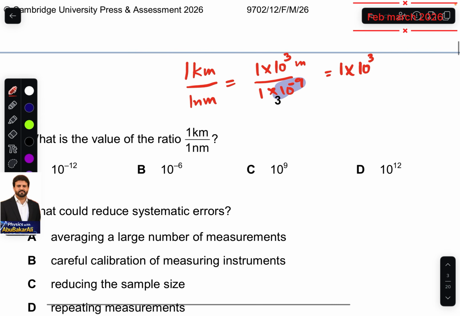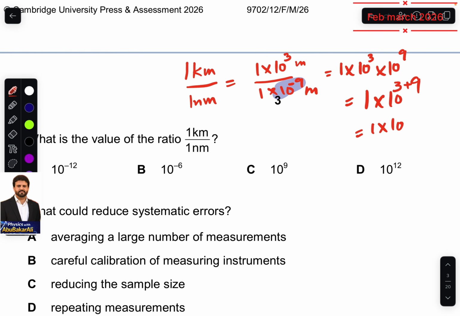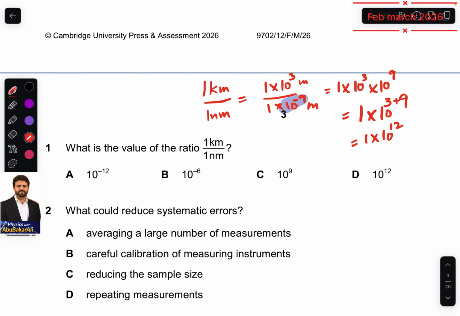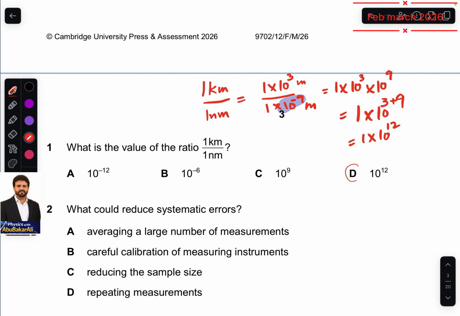I am solving this in detail because sometimes students get stuck in it. Some students do it very well, but I know some students feel difficulty when dealing with powers. So what is happening now? The power bases are the same, so the powers will be added up. 3 plus 9 will give you 1 into 10 raised to power 12. So what we have is 10 power 12. It's option D.